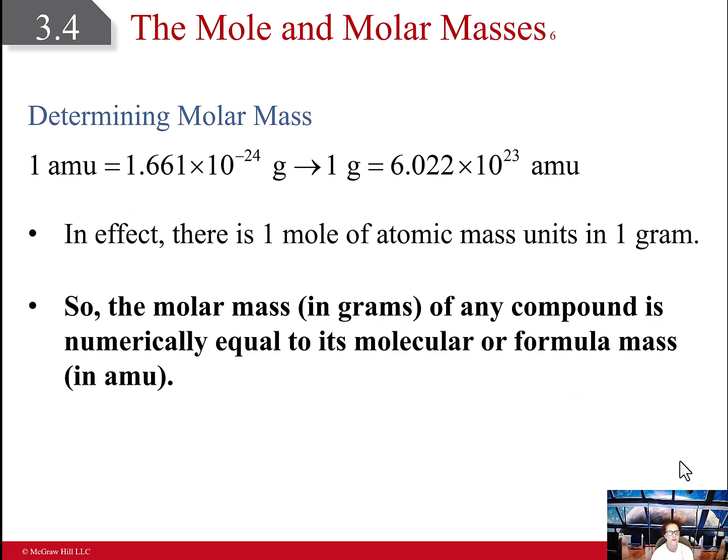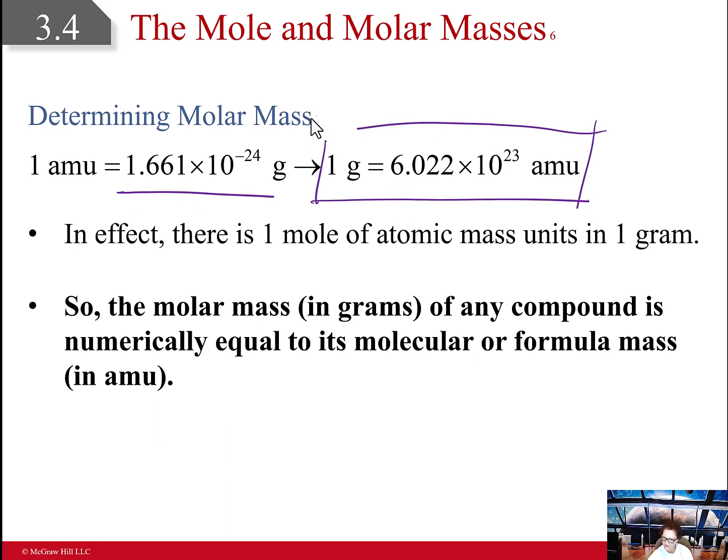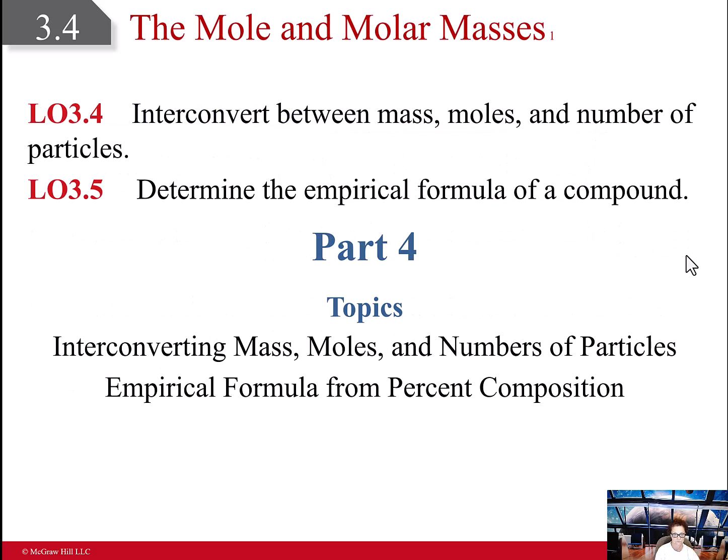So if 1 AMU is 1.661 times 10 to the minus 24 grams, that's where 1 gram is equal to 6.022 times 10 to the 23rd AMU. So 1 mole of atomic mass is 1 gram. All right, so super easy, numerically equal to the molecular formula mass in AMU, exactly the same as we're going to see for the molar mass of elements and of compounds. Sounds pretty easy so far, right?